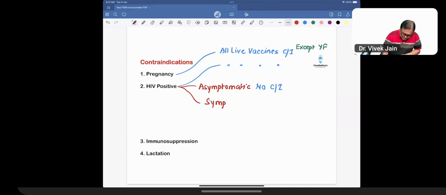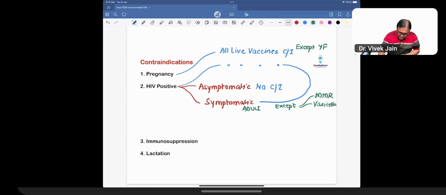But if he develops symptoms, that means CD4 count is now low. So all live vaccines are contraindicated, except if you're talking of adult. Which live vaccines can be given in HIV positive adult, although it is live? Yes, MMR, varicella, and zoster. Good. If it is a newborn who is HIV positive, symptoms or no symptoms do not make a difference. All live vaccines contraindicated except, yes, measles, OPV, and in India BCG also is given.